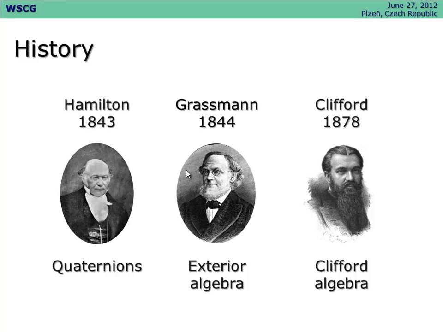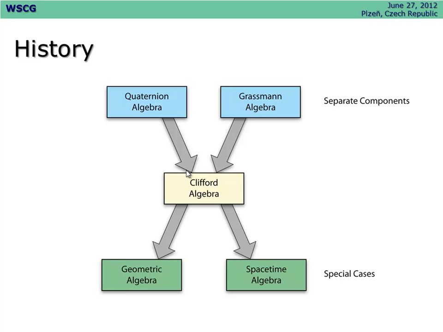But Clifford, later in the 19th century, unified these, the ideas behind quaternions and the exterior algebra, and that turned into what we call today the geometric algebra. So this diagram just shows the relationship among some of these fields. The quaternions and Grassmann algebra are actually separate components of a more general system called Clifford algebra, and then Clifford algebra can be special cased into what we call geometric algebra today and what physicists call space-time algebra. There's actually a lot of use of Clifford algebra in physics, but I'm not going to get into that. I'm just going to talk about the Grassmann algebra box and how it relates to computer graphics, the things that we use every day.